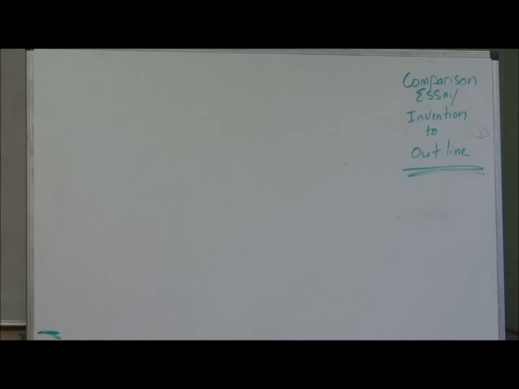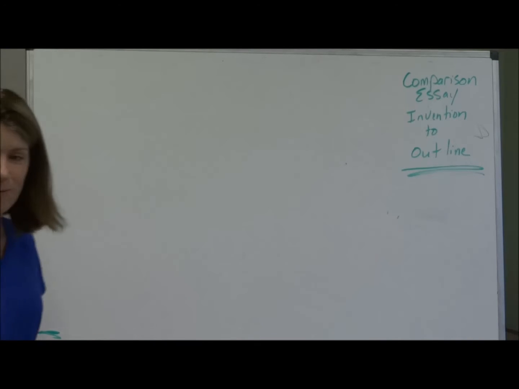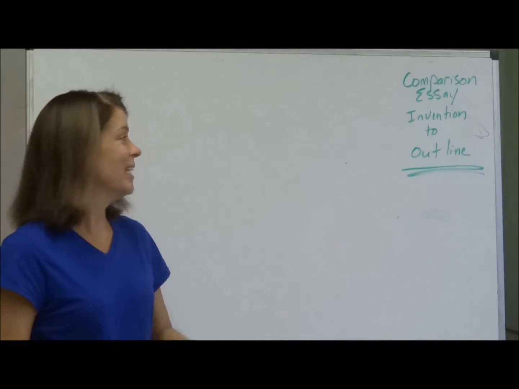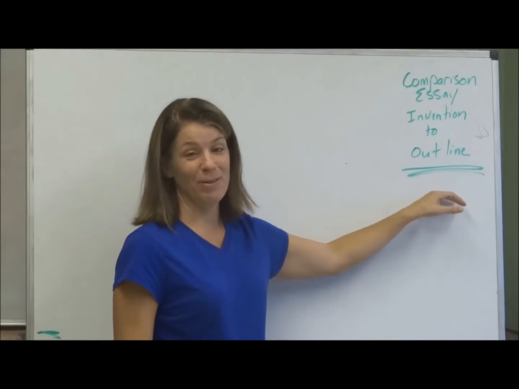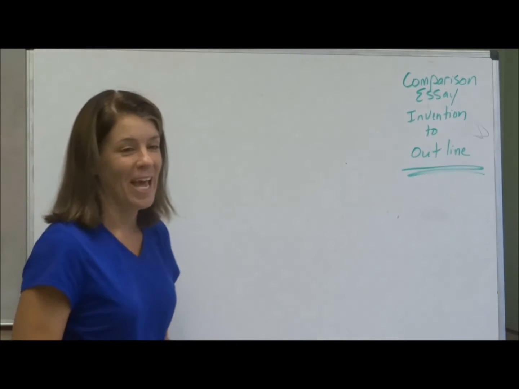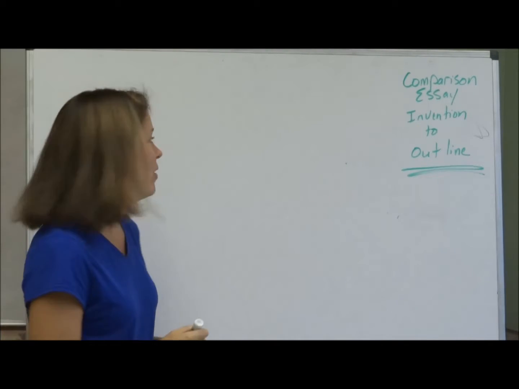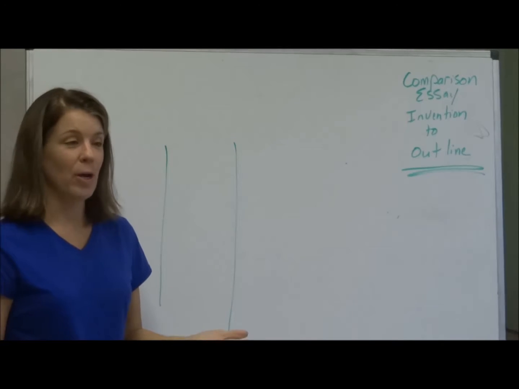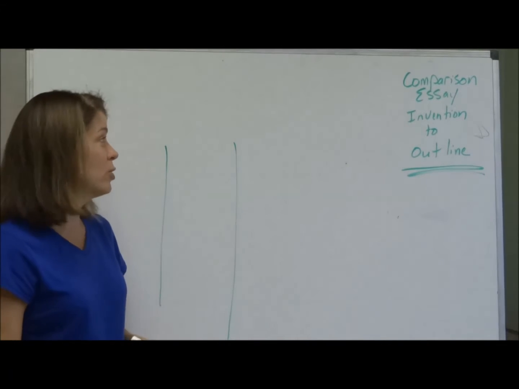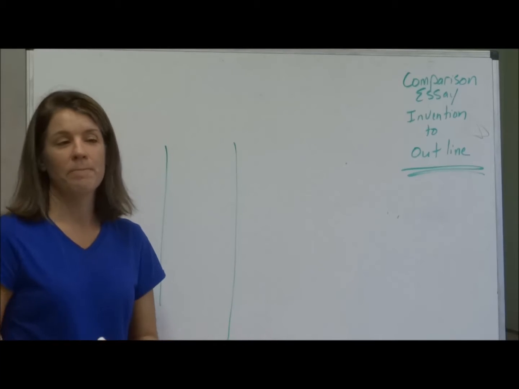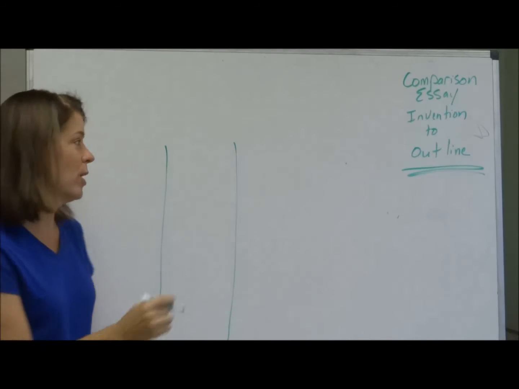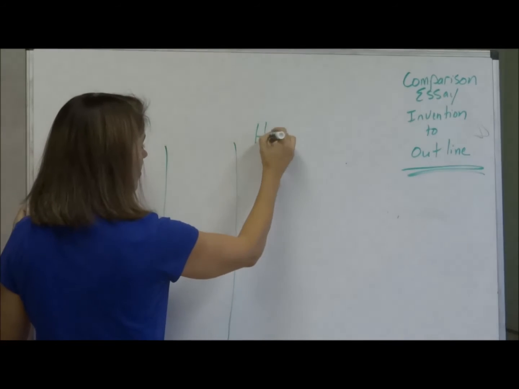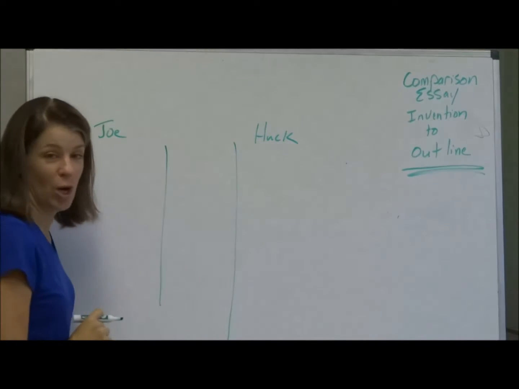It's green. So today, the thing I wanted to review, which we have already reviewed, so it's take 2 for you, is the comparison essay from invention to outline, because I want to see a little more depth in our invention process. There's things you can do. You can compare 2 characters, you can compare 2 events, you can compare 2 books. But what I would like to do today is compare 2 characters. I want to compare Joe and Huck in the book Tom Sawyer.